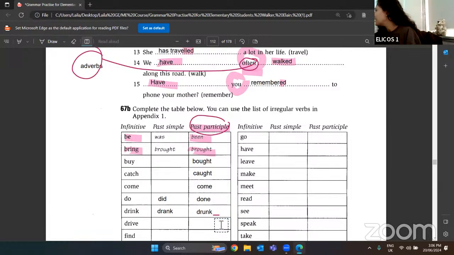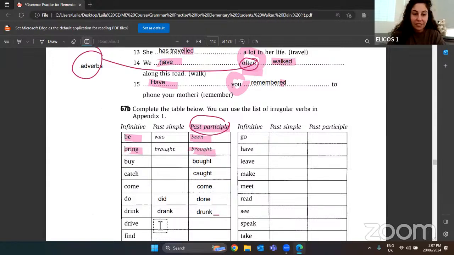No E-N. Okay, for the drink, past drank, participle, yes. Okay. He has drunk. No E-N. He has drunk a lot of alcohol. He drank a lot of alcohol yesterday.